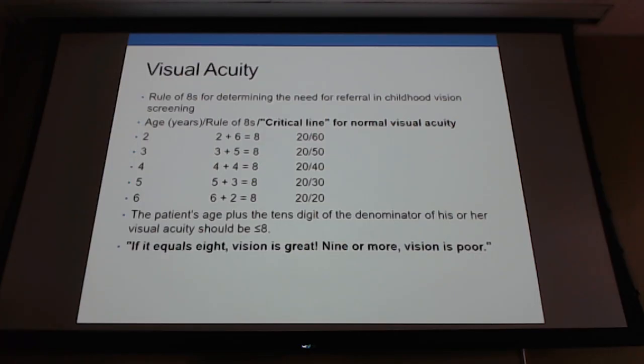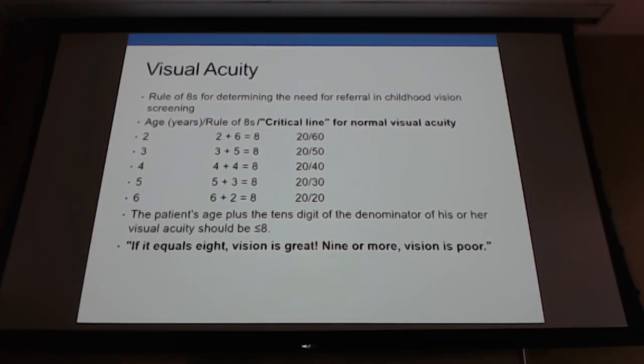So if you're not meeting this, let's say I had a 5-year-old who's 20/50. Do I need to refer that 5-year-old? Yes. Right. I need to refer that 5-year-old because they should be at 20/30. What if I have a 5-year-old that's 20/30 in one eye and 20/50 in the other eye? Do I need to refer that 5-year-old? Yes. If I have a 4-year-old who is 20/30? No. They're overachievers.